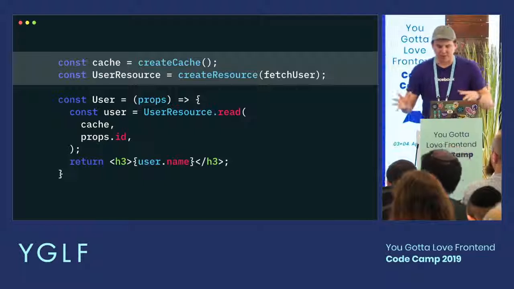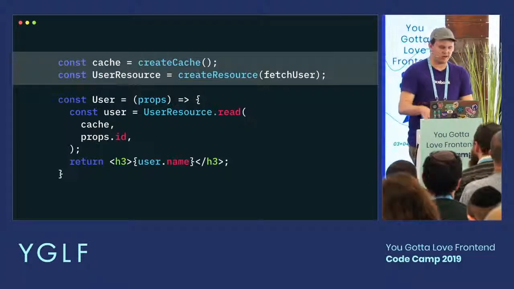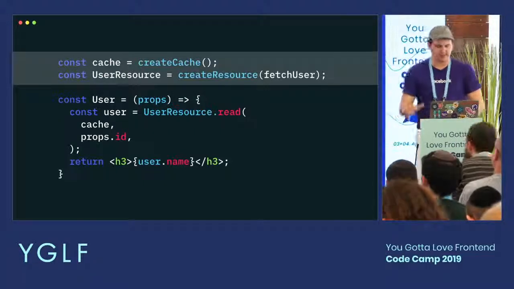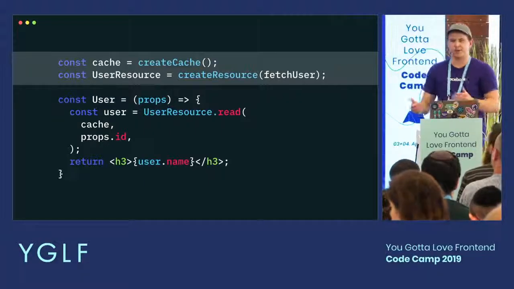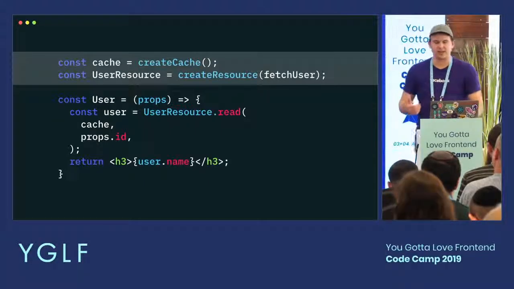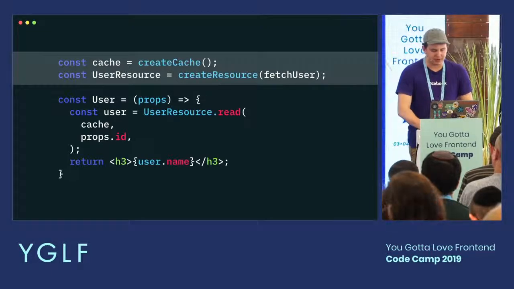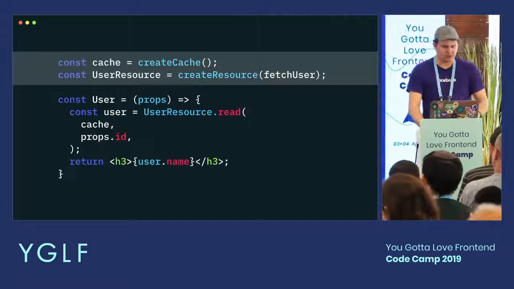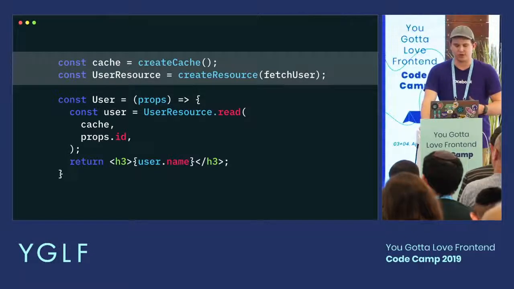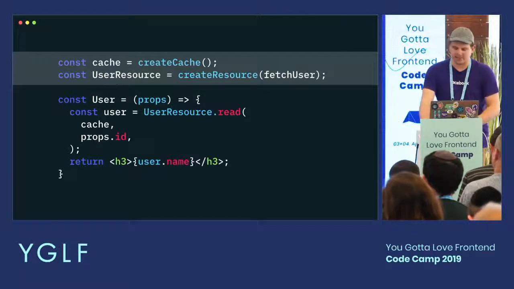So we create this cache, and then we create something called a resource. And we can think of this resource as the concrete interface for how our component will fetch that data in a way that's compatible with suspense. So we pass it this fetch user value, which we will assume is a function that fetches a user and returns a promise with the data.